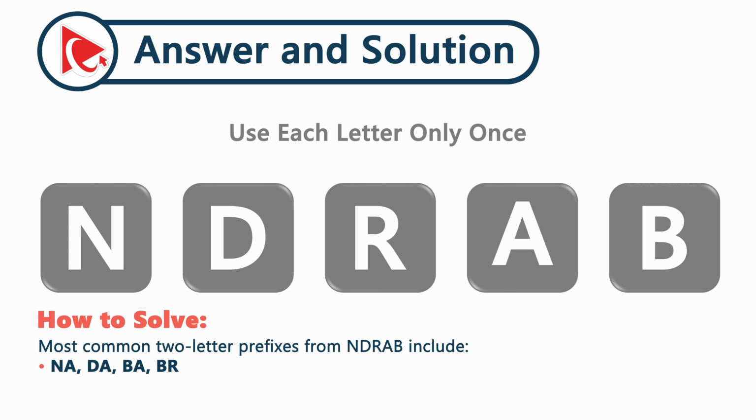For the prefix NA, the remaining letters are D, R, and B, and there are no recognizable combinations here. For the second prefix, DA, the remaining letters are N, R, and B, also no recognizable word forms. Same is true for the prefix BA. The remaining letters N, D, R do not form any word. But here's the thing, we're hitting the bingo with the prefix BR. The remaining letters are A, N and D, which form the word brand, which is a valid business word.